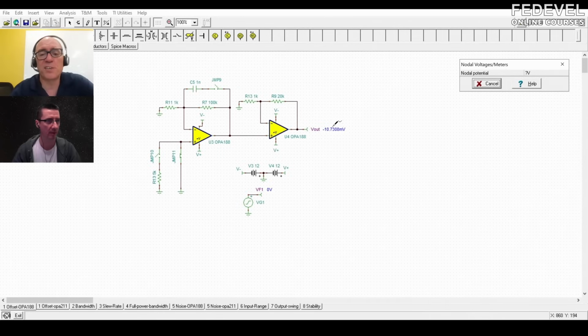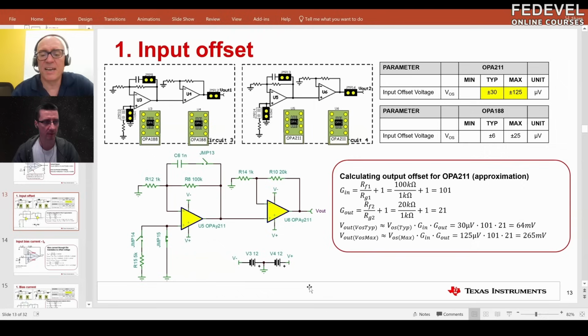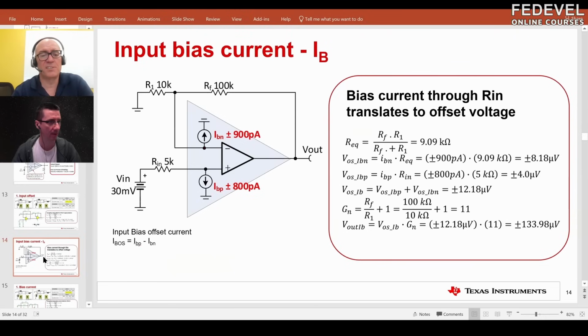So this technically, if I did my calculation correctly, we should be getting the same number here as I got right here. It's not exactly the same, but it's in the ballpark. Okay, all right, so let's talk about bias current very quickly.